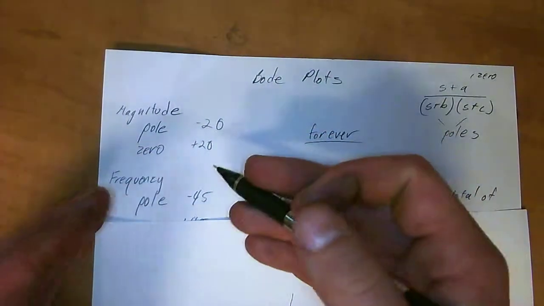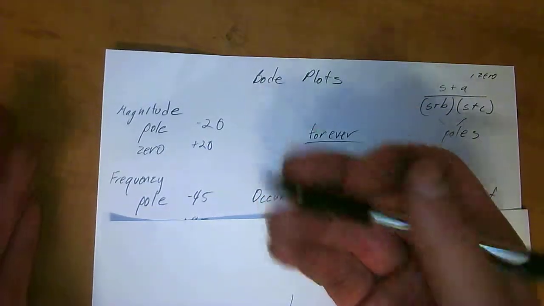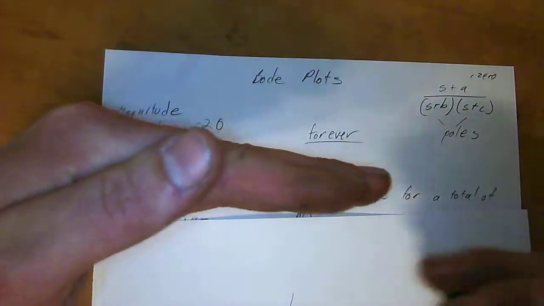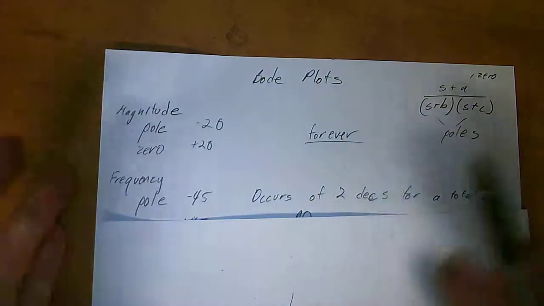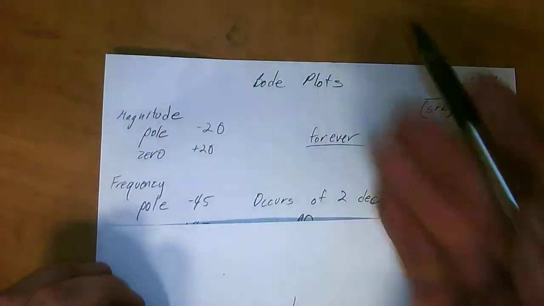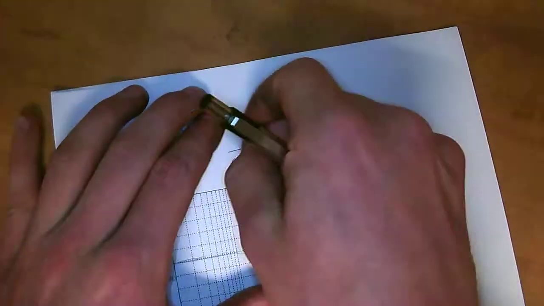If you draw the magnitude Bode plot, and you're going along, and then you hit a pole and it angles down, then it's going to continue going down forever until a zero shows up and angles it back up.